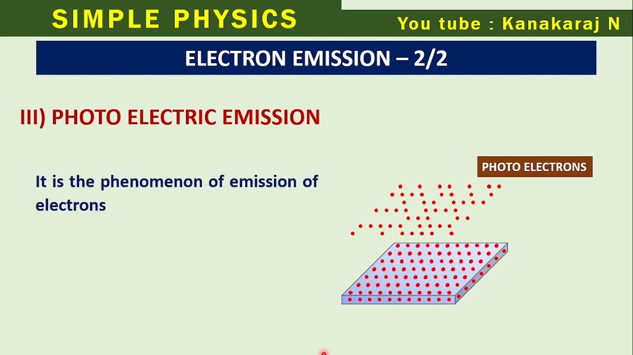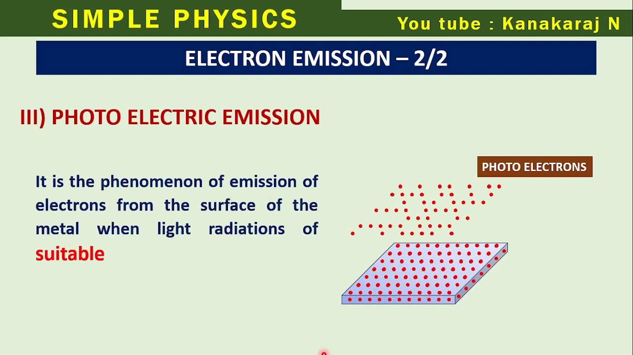It is a phenomenon of emission of electrons from the surface of metal when light radiations of suitable frequency fall on it.